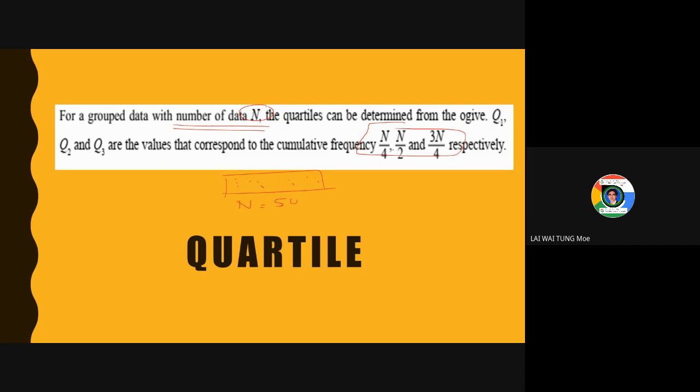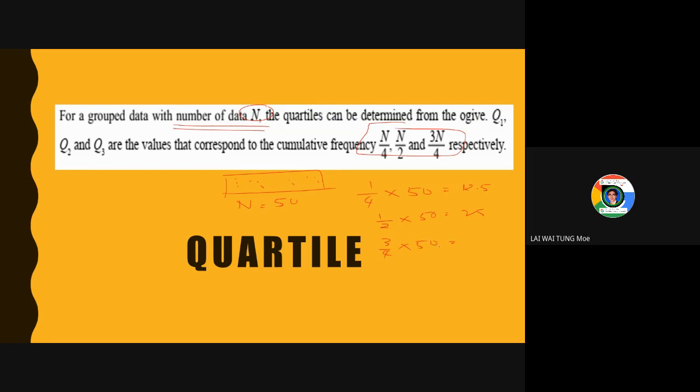And then how to find the first quartile is you take 1/4, multiply the total data, which is 50, and then you get the answer, which is 12.5. So this is the first quartile. For the median you will use 1/2 times the total data, so this is 25. And for the third quartile you use 3/4 times 50.